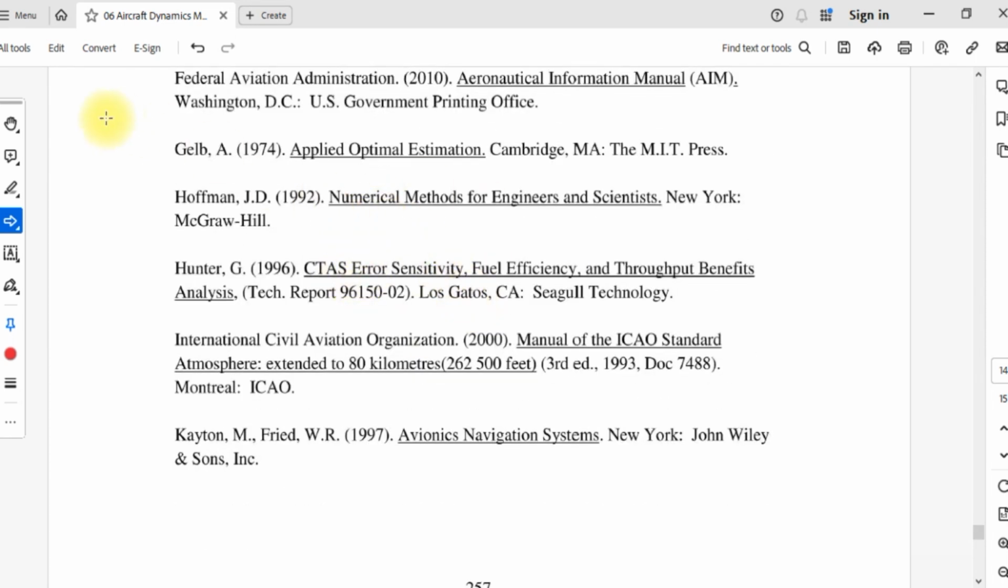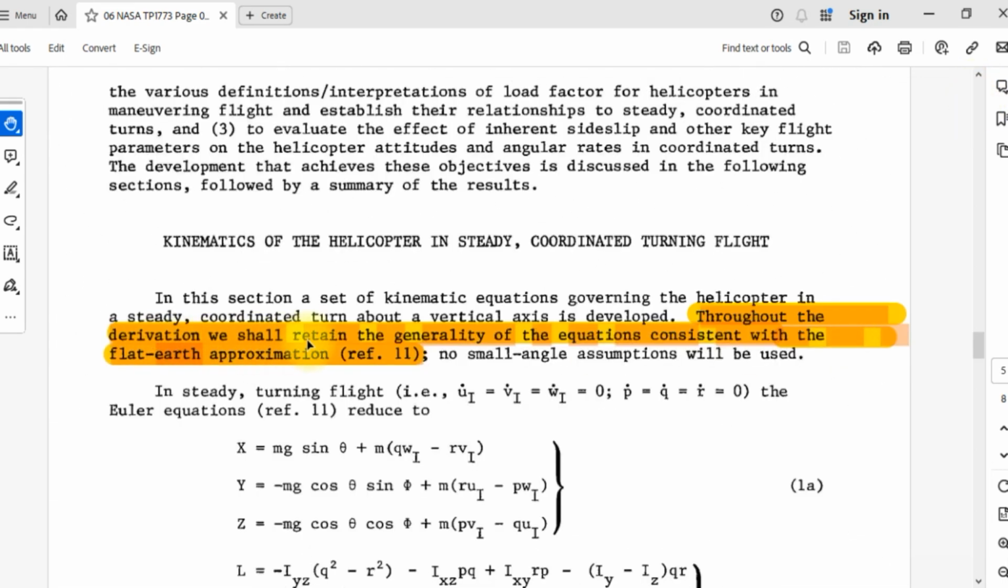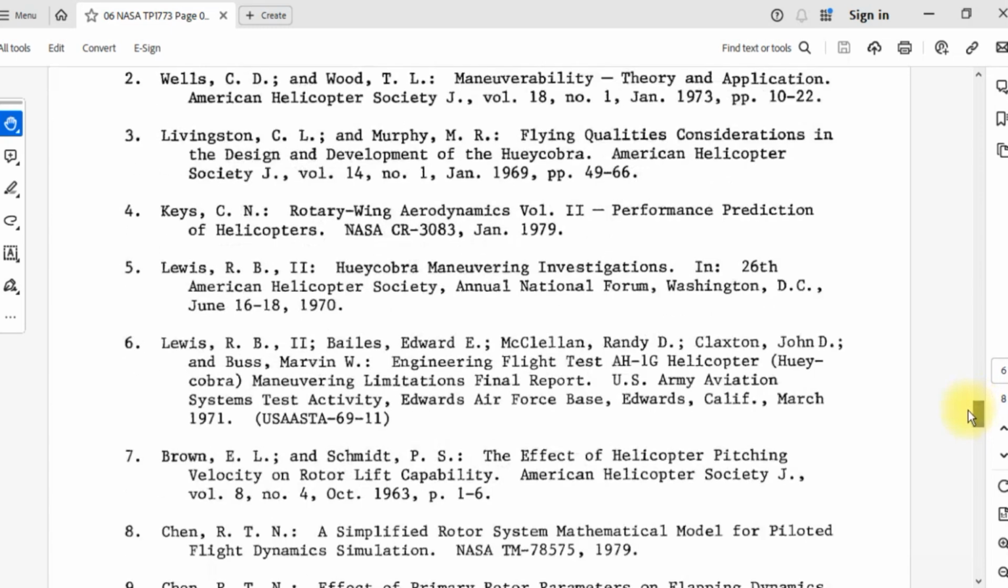So many documents to look for. Another document here, NASA Technical Paper 1773. I think this one has been discussed before. Throughout the derivation, we shall retain the generality of the equations consistent with the flat Earth approximation. So they based everything on a flat Earth.